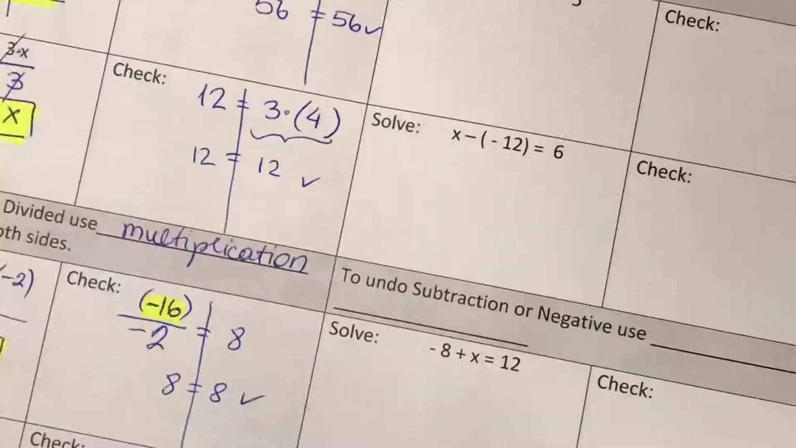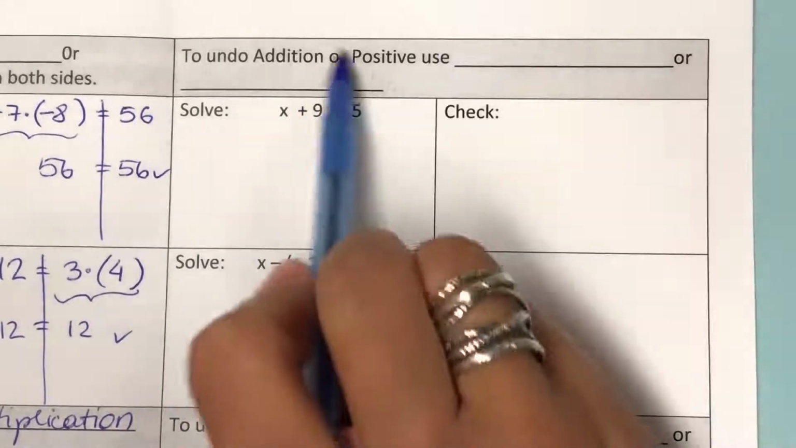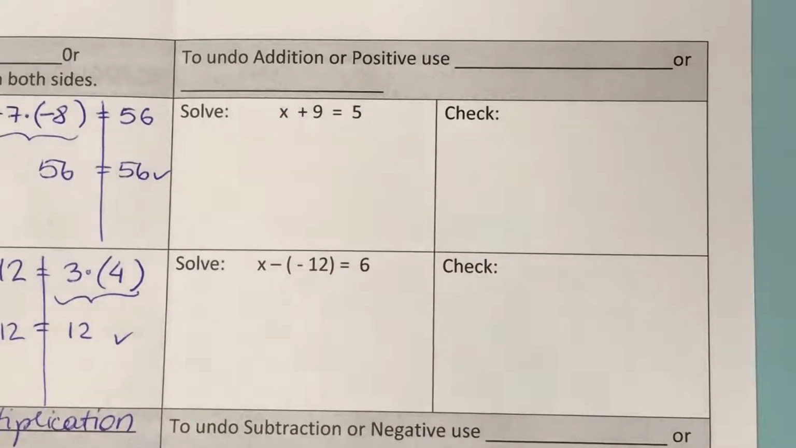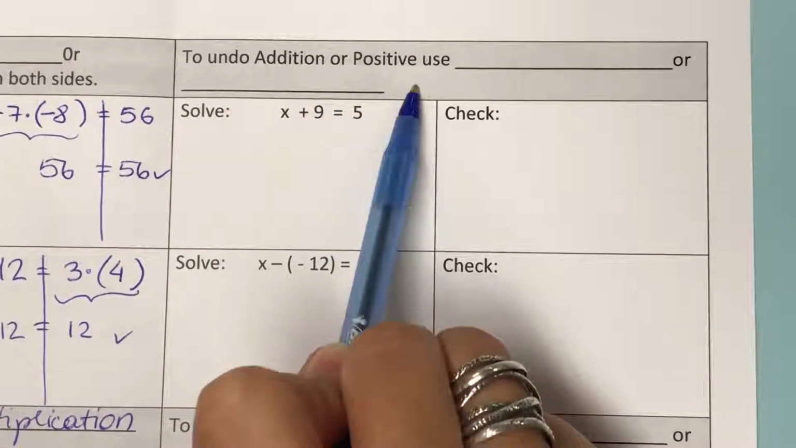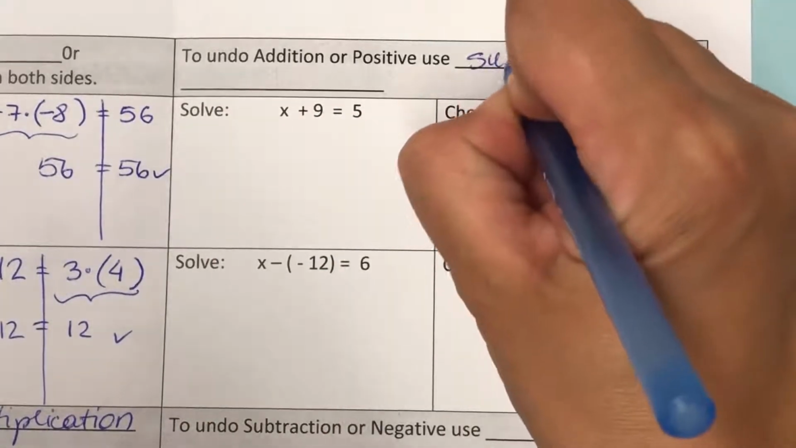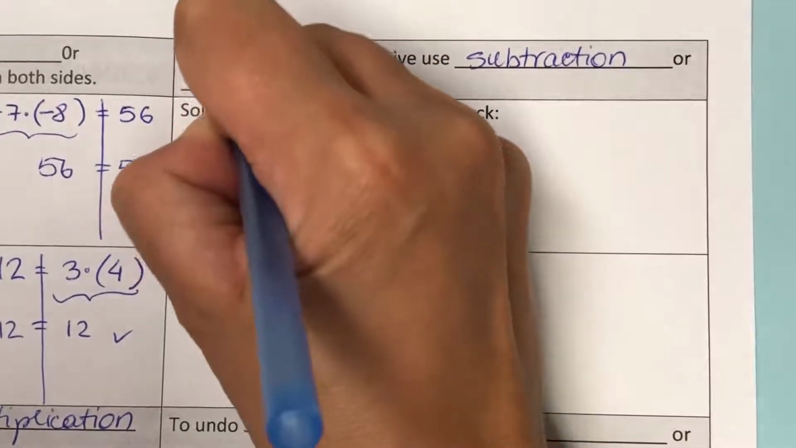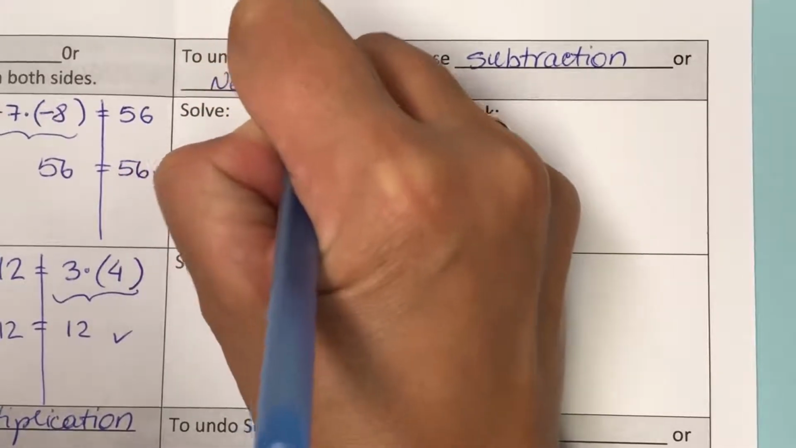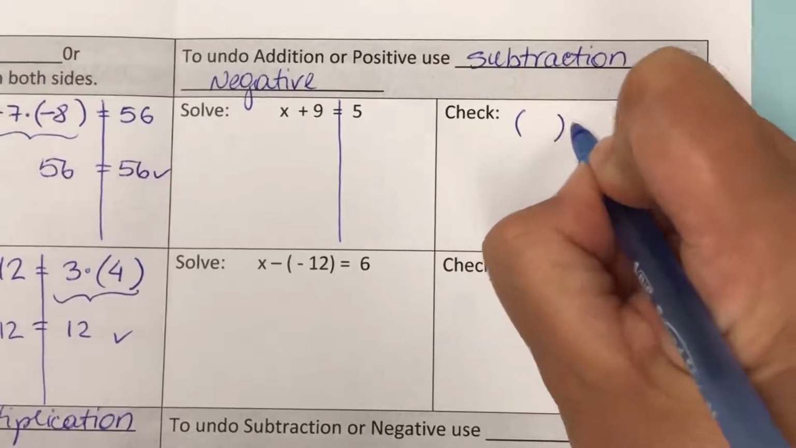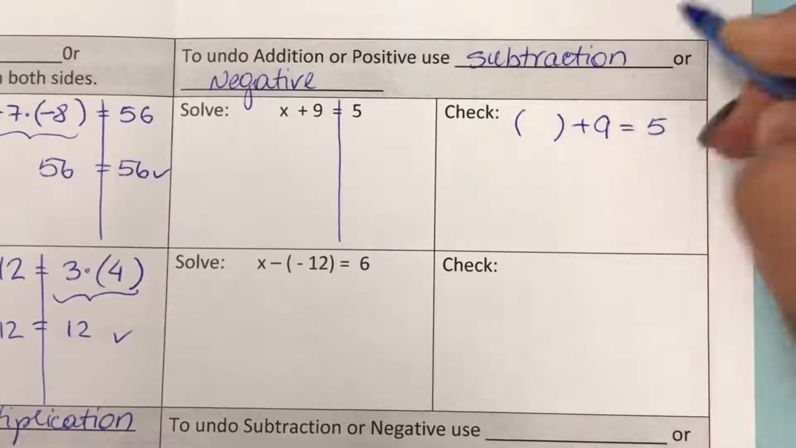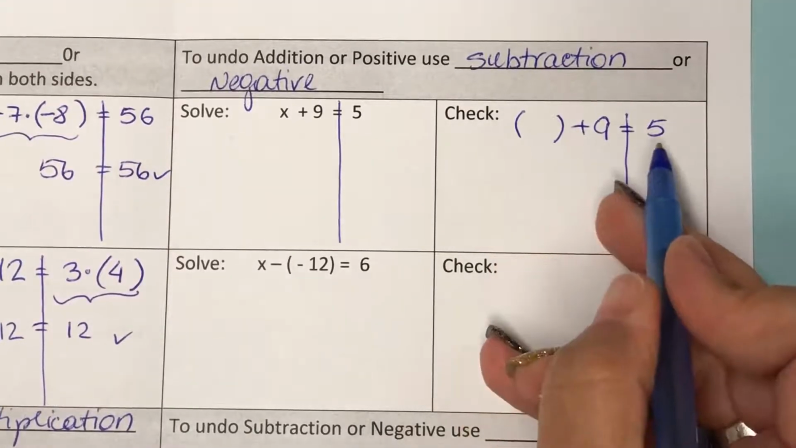In the next equation, we have an addition problem. In the addition, we have positive. That means we have to use subtraction, which is negative. So to undo addition or positive, use subtraction or negative. So here the problem is asking what number plus 9 equals 5? It has to be actually a negative number to add 9 and equal 5.